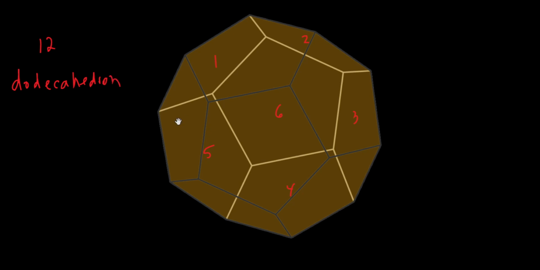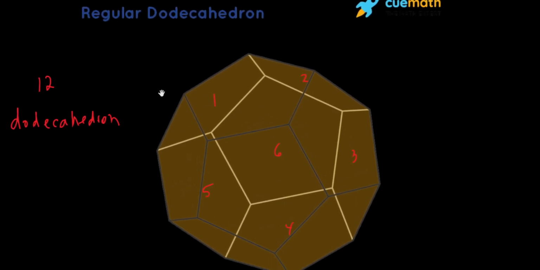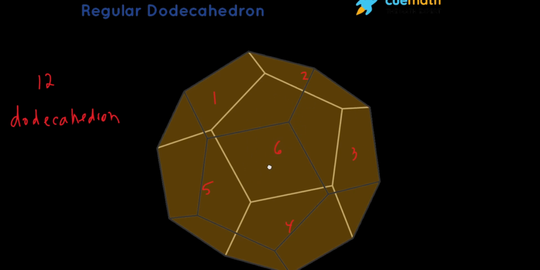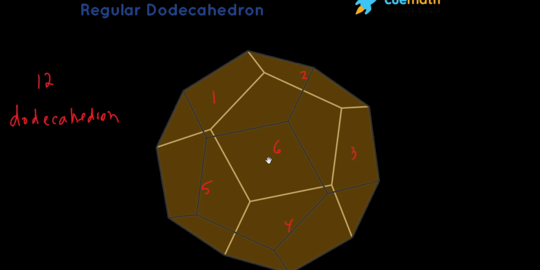Or I could just slide this thing up and they tell you it's a dodecahedron. Why do they use the word regular? Because each of these faces is a regular 1, 2, 3, 4, 5 pentagon. So each face is actually a regular whatever polygon it is. In this case, it's a pentagon. All right. And let's do one more.